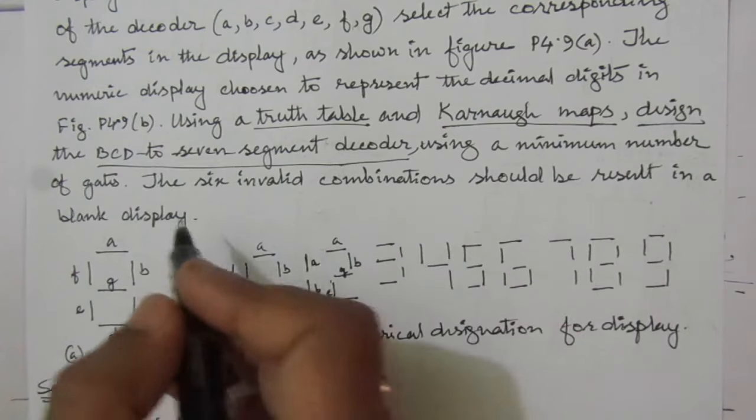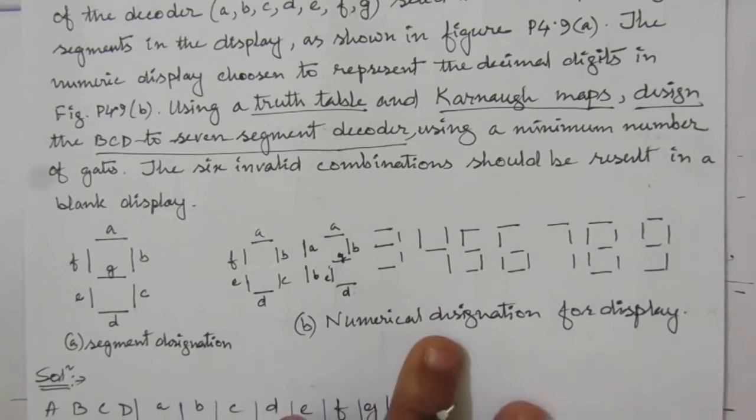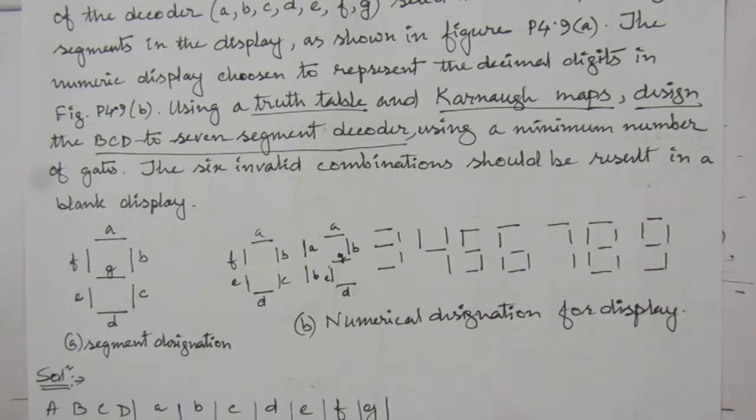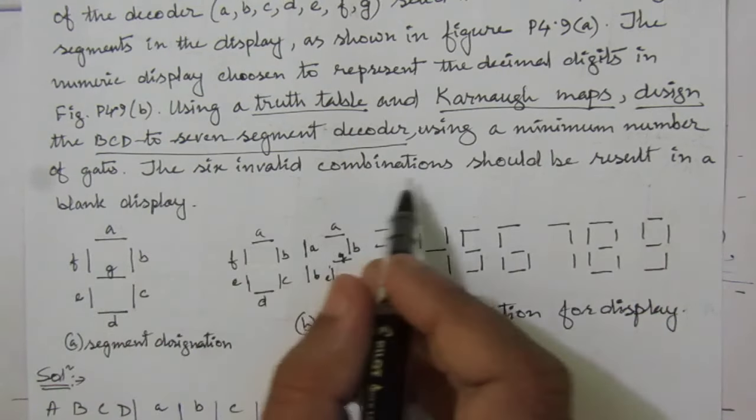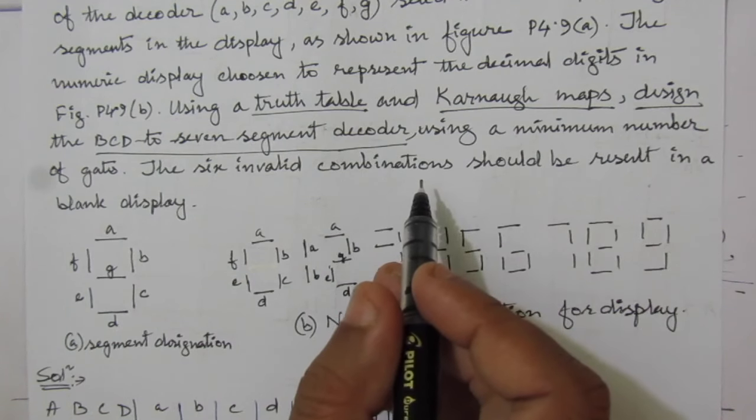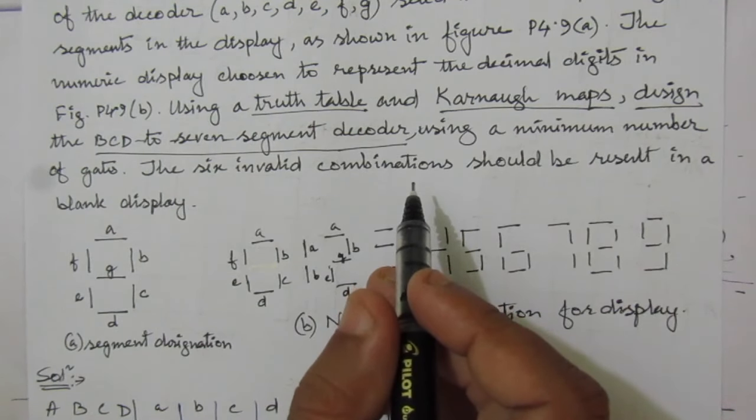Then the last and most important condition is given. Suppose we are using 4 digits A, B, C and D. Then we will have 16 combinations, starting from 0 to 15, that is minterms from m0 to m15. They will be there in the Karnaugh map for 4 variables. In the last line we are given the 6 invalid combinations, which means 10, 11, 12, 13, 14, 15.